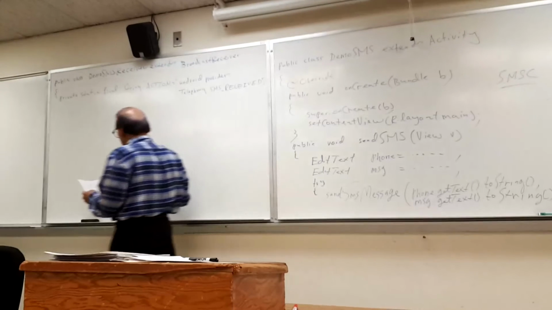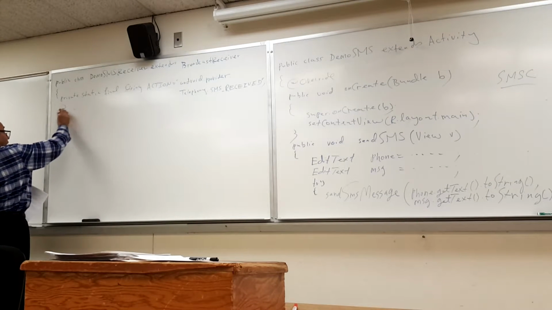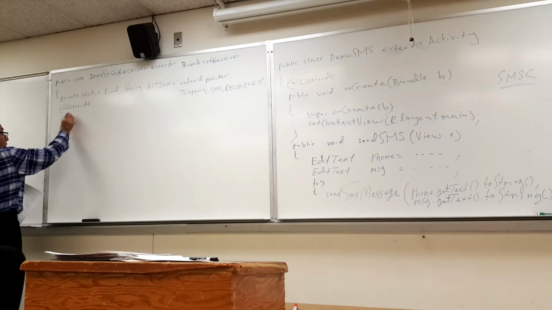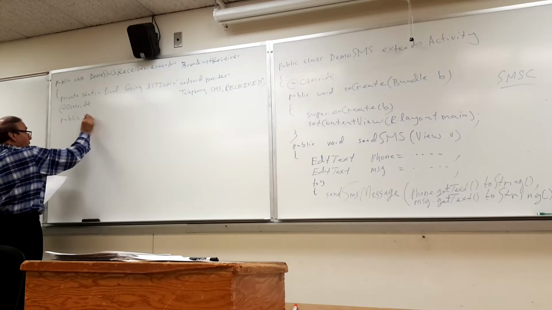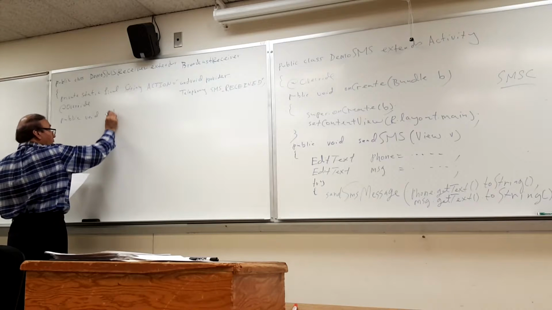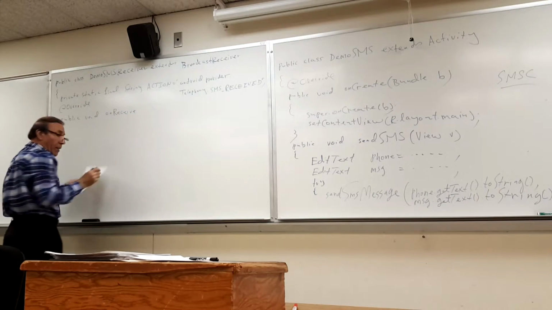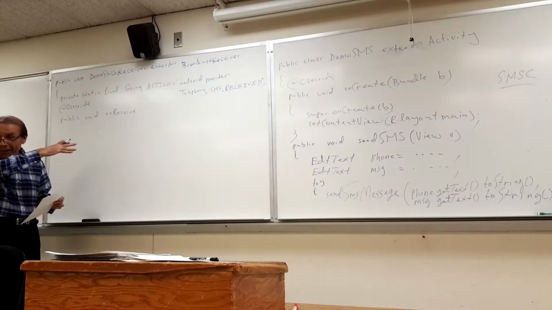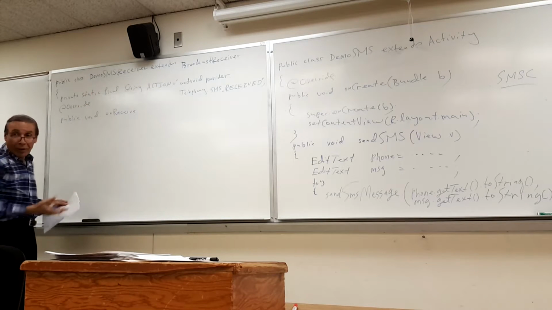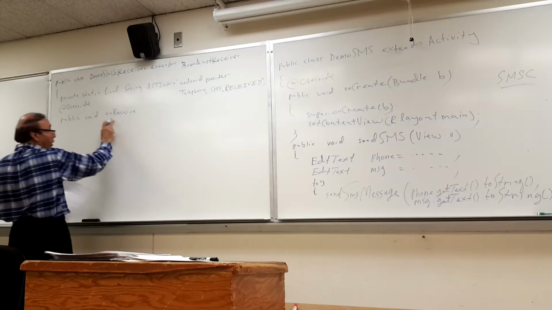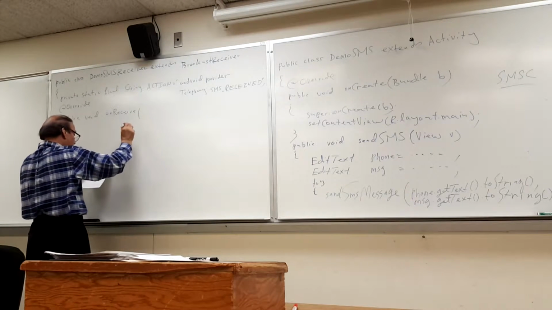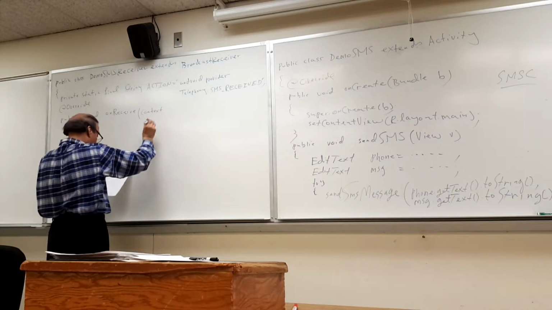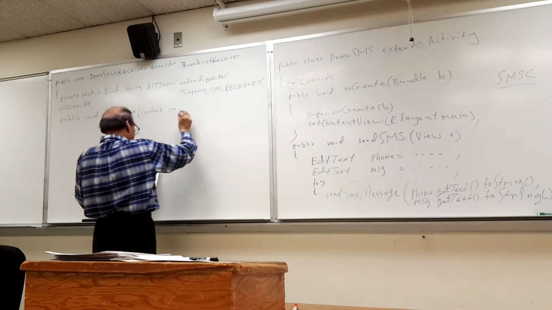Okay, so we're going to override onReceive. Override public void onReceive. We discussed it about half an hour ago. It was a question in the midterm exam, right? What makes the program a broadcast receiver? You have to extend it and you have to override onReceive. OnReceive has two arguments: context and intent.